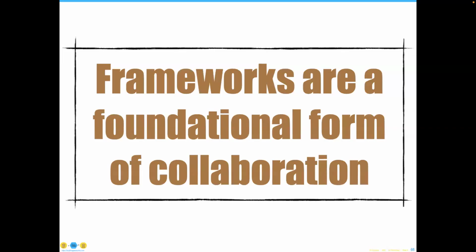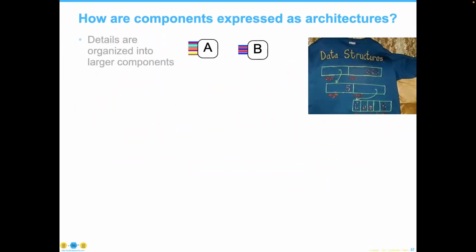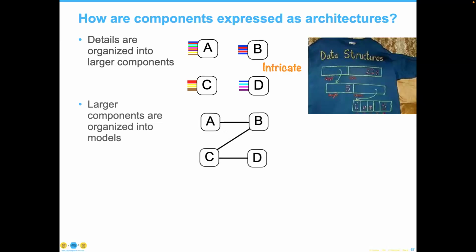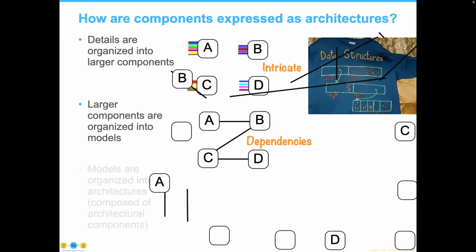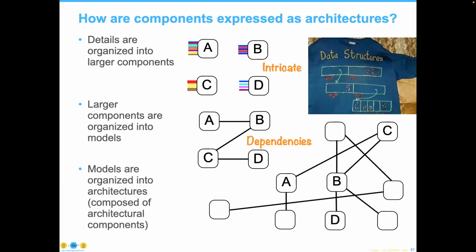Frameworks are a foundational form of collaboration in here. And when we look at the little pieces, the details are organized into larger components, and that becomes a fairly intricate process. Larger components are organized into models, and that's where we get into the need to understand dependencies. For example, I can't put an order against something if I don't have the initial order in the first place, a purchase order. And finally, models are organized into architectures composed of architectural components, and this gives us purposefulness.